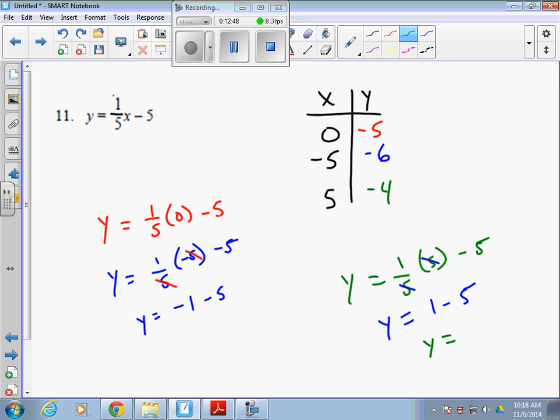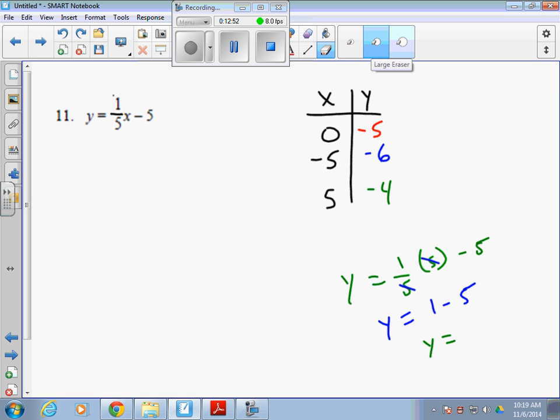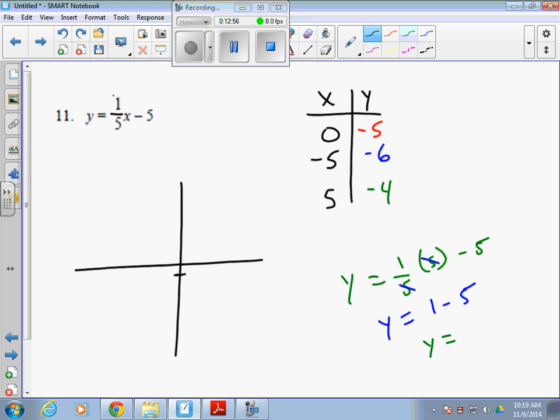So when we plot those 3 ordered pairs, we plot them just like this. We got to go to the left and to the right. 1, 2, 3, 4, 5, and to the right, 1, 2, 3, 4, 5. We don't have to go up at all.